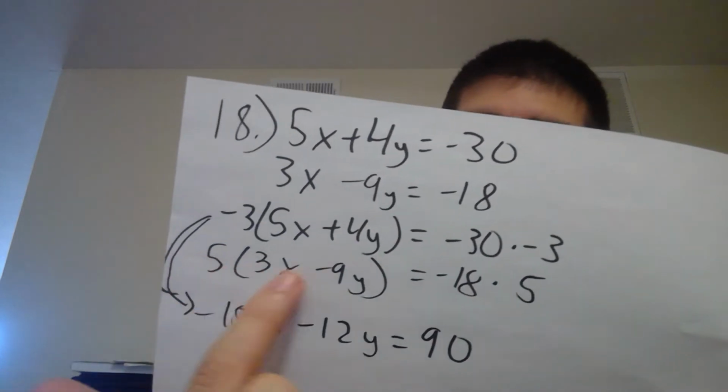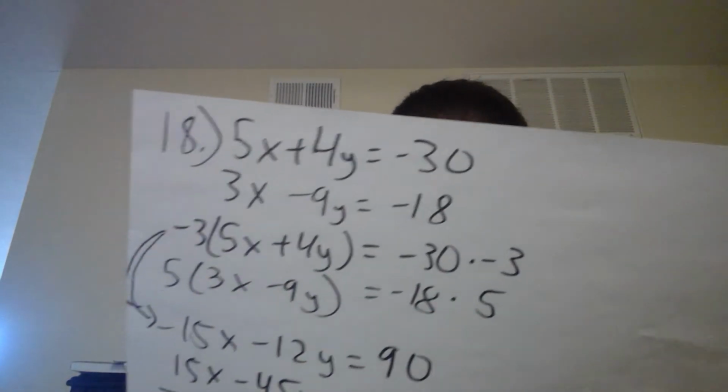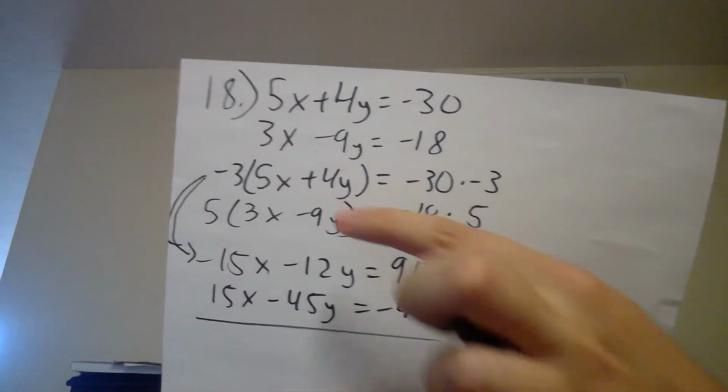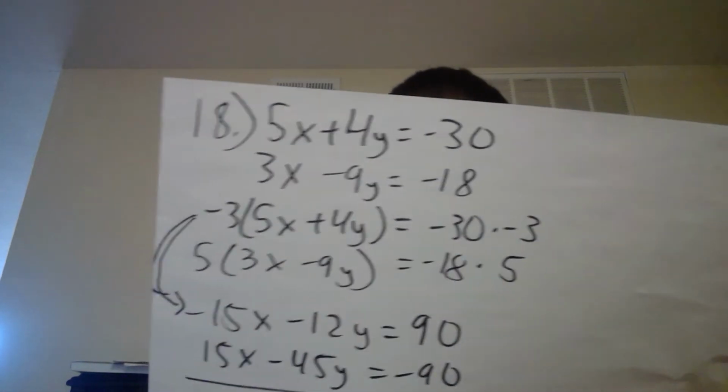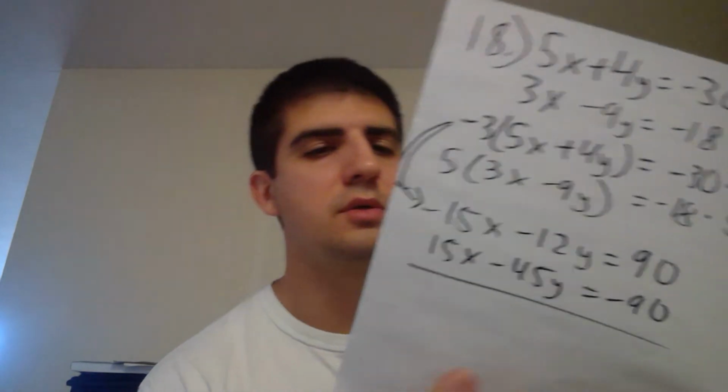Now I'm going to use the distributive property on the bottom. Feel free to pause the video here, guys, and try to distribute this on your own. You should have gotten that. I just multiplied everything by 5 over here, and multiplied these two together to get that. And now because I have a negative 15x and a positive 15x, they're going to cancel. So I'm just going to combine the equations.